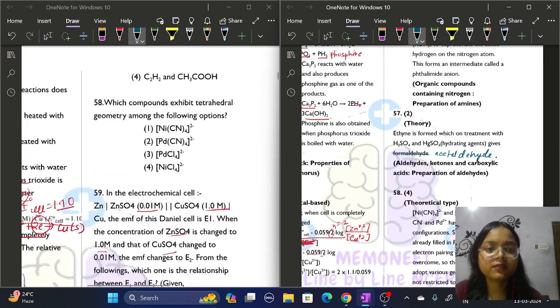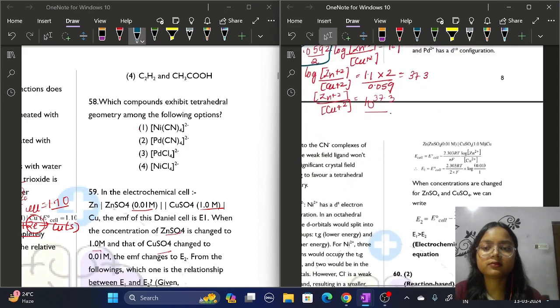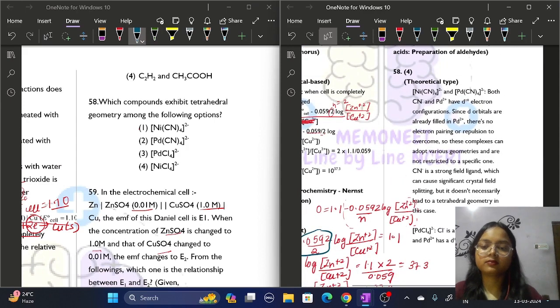The next question is 58. So in 58, what is given? Which of the following compounds exhibit tetrahedral geometry among the following options? So we have to draw all the four and find out which is the correct option for tetrahedral geometry. Okay, so let's find out.